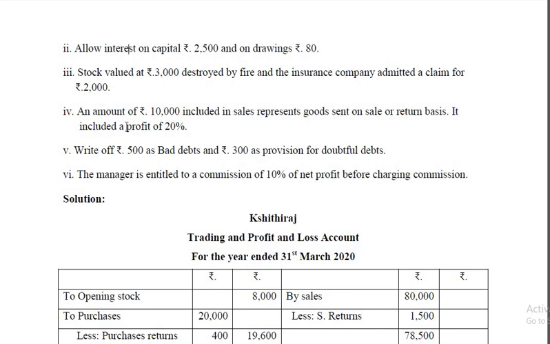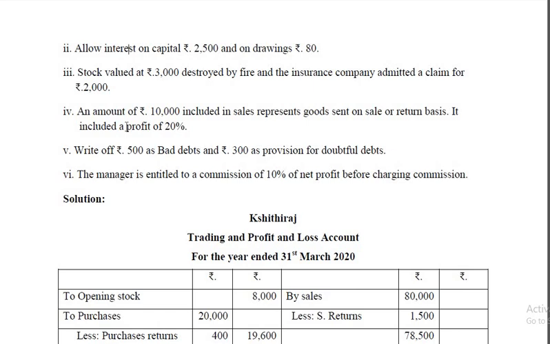So the net loss is the difference between 3,000, the total value of goods destroyed, and the amount admitted by the insurance company, 2,000. The difference between the two is nothing but net loss, which is irrecoverable. Therefore, it is debited to profit and loss account. Actually, the entry is like this: goods destroyed by fire account debtor to trading account with 3,000.